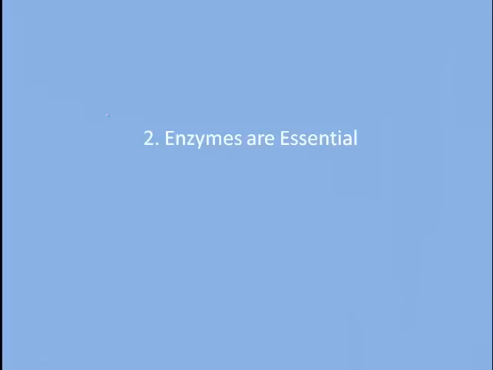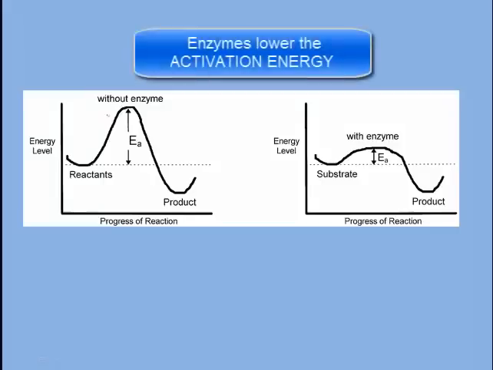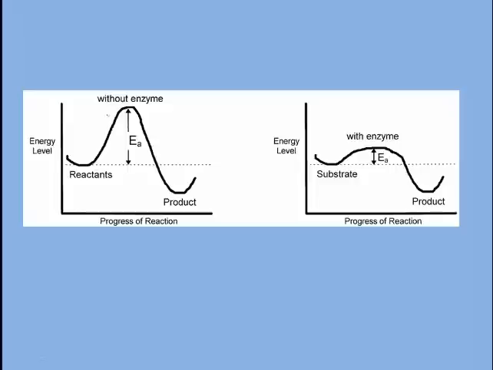The second important idea is that enzymes are essential. Enzymes, organic catalysts made of proteins, speed up the rate of reaction by lowering activation energy. Activation energy is the energy needed to trigger the formation of new bonds. In this graphic, we can see that the progress of a reaction without an enzyme requires a huge input of energy, maybe in the form of heat.